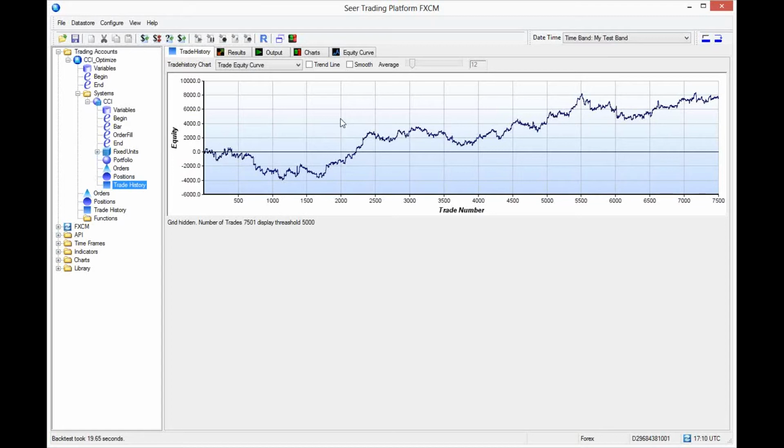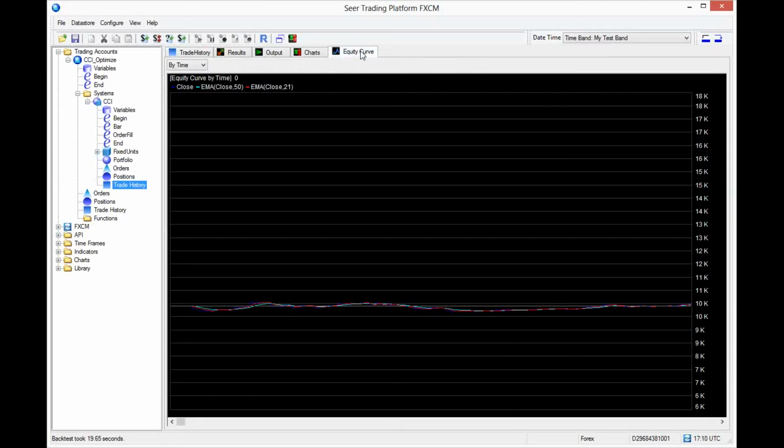But Seer gives you more information than this. If you click on equity curve on the right, it gives you a minute by minute indication of what your cash balance was at every minute throughout your trading history. So you can actually get a real indication of what your system did from a money management perspective and your actual exposure on the market.